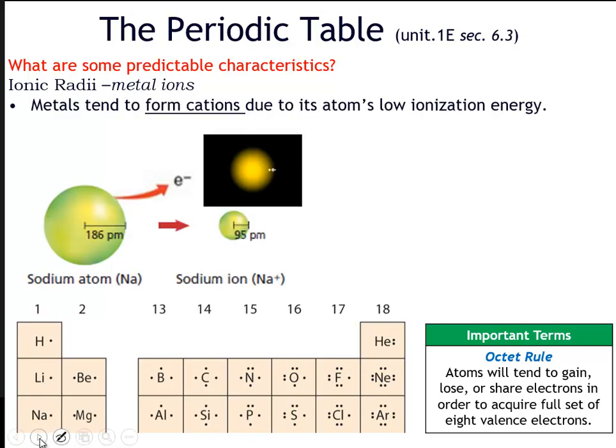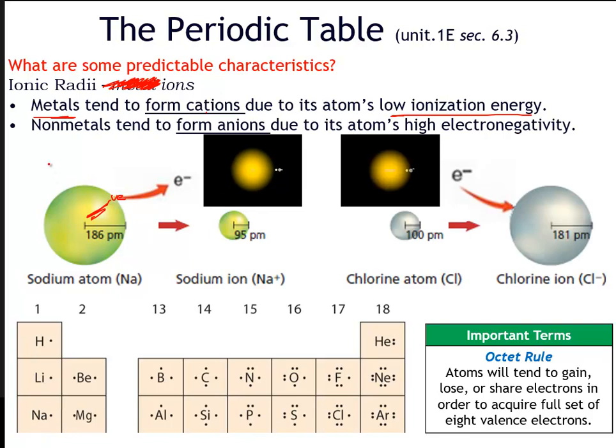With regard to ions, there are 2 different types of ions that are created. Metals tend to form cations because they have really low ionization energies, right? Their valence electrons are far away, and so the attraction is less. And so they end up losing electrons, okay? The right-hand side, however, are the nonmetals. They tend to form anions because they have high electronegativity. They attract electrons. So here's your chlorine atom. The chlorine atom is so attractive that it gains electrons.